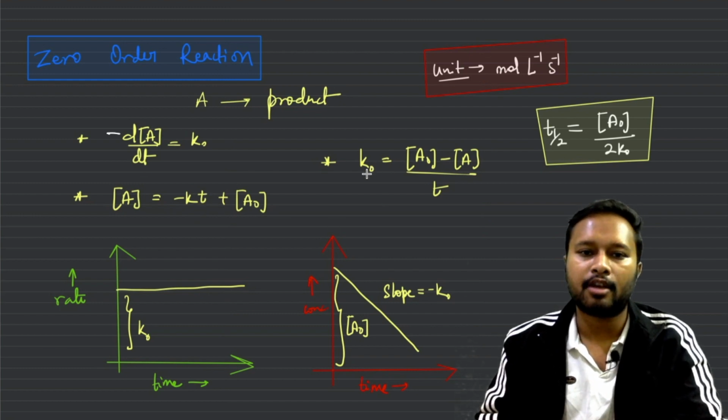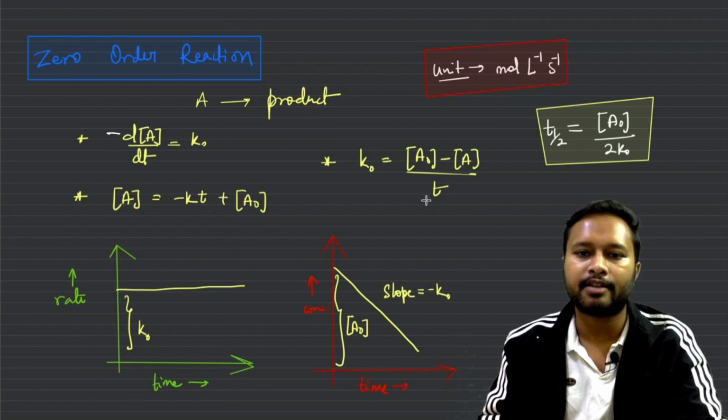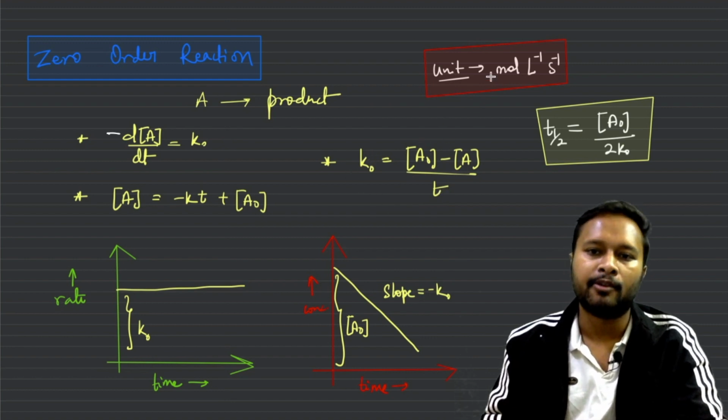You can also write down the value of the rate constant k naught as ([A]naught minus [A]) upon t. [A]naught is again the same thing, the initial concentration and [A] the final concentration, t is the time. So with this equation you can find out the rate constant value. Then you have the unit of this zero order reaction.